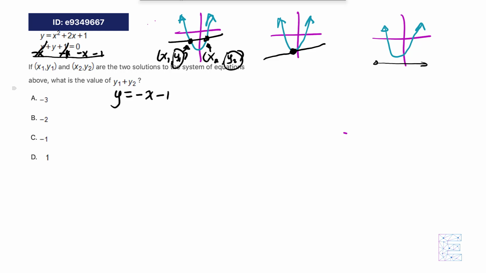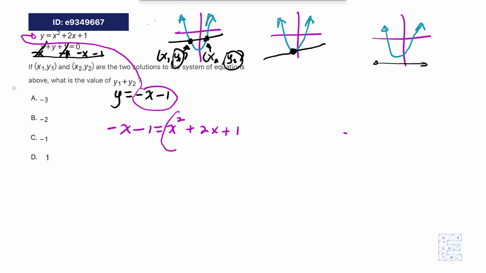Notice how the top equation, the quadratic equation, also has a y value. That's to say that we can take this negative x minus 1 because that represents y, and we can plug it back into this top quadratic equation. Let's do that. So we're going to have negative x minus 1 equals x squared plus 2x plus 1. And then to solve a quadratic equation, we must set it equal to 0. Remember, you always want the x squared to be a positive number, so we'll leave that alone.